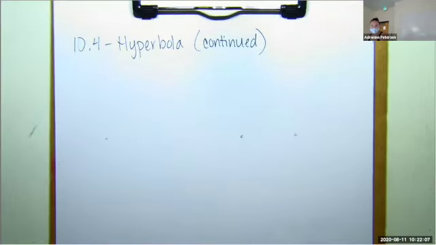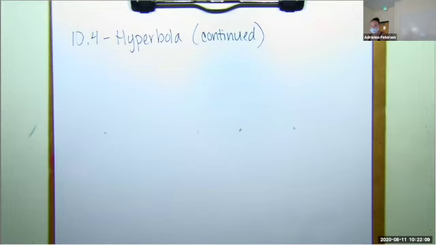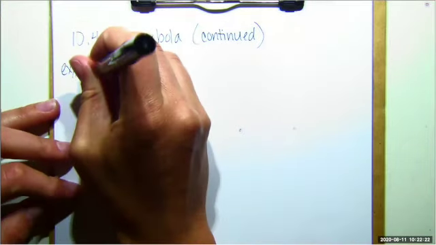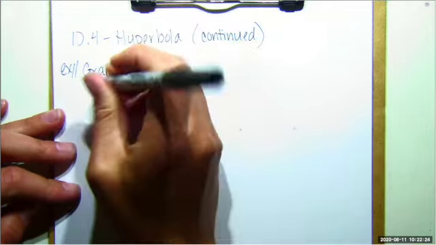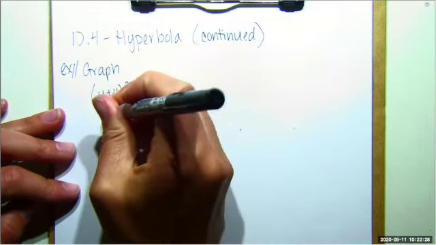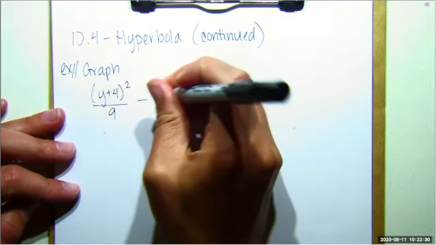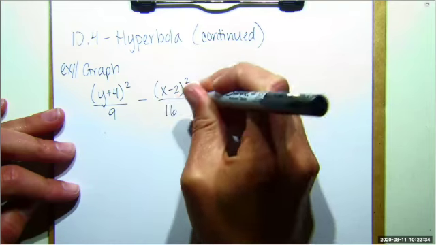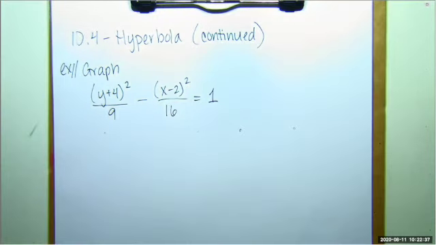Okay, so we have a few more examples of graphing a hyperbola to do in section 10.4. So let's just jump right on in. So next example here, let's graph y plus 4 squared over 9 minus x minus 2 squared over 16 is equal to 1.